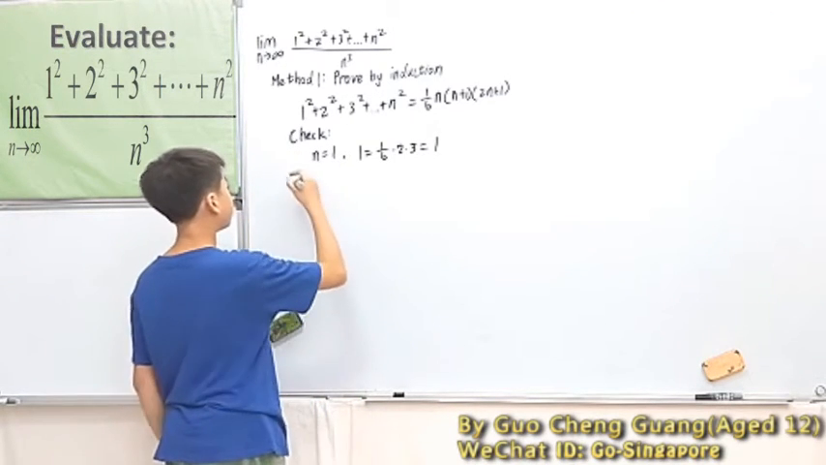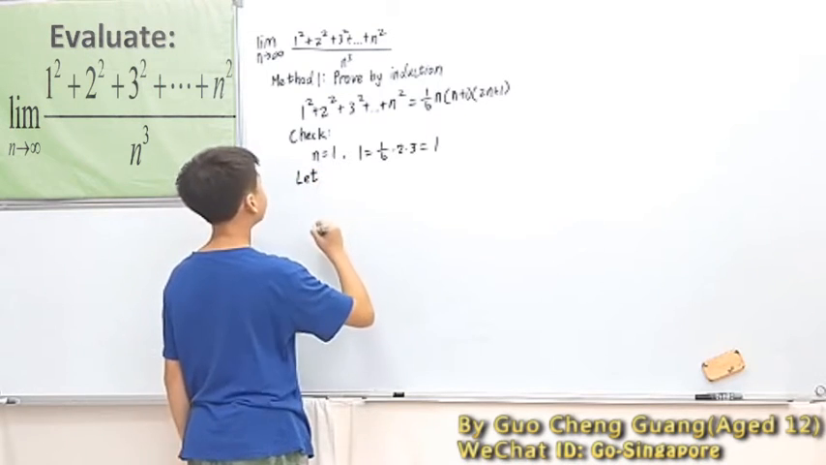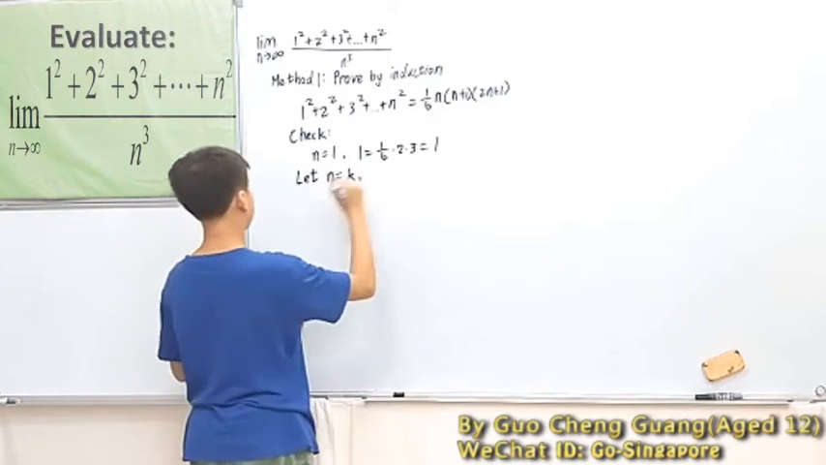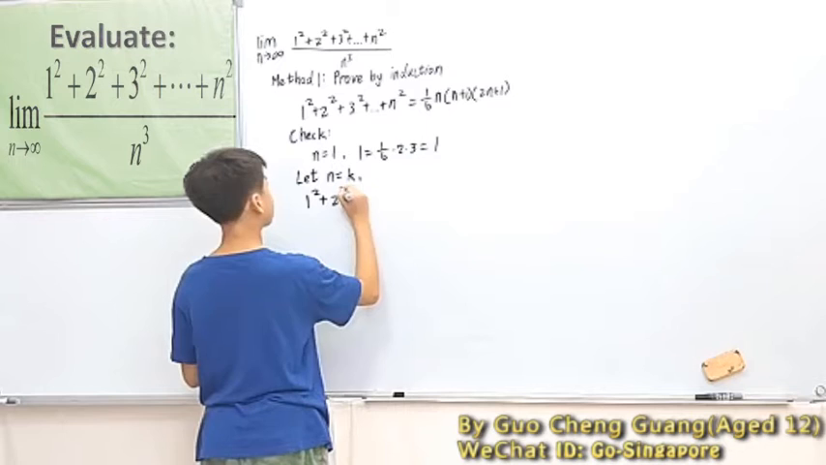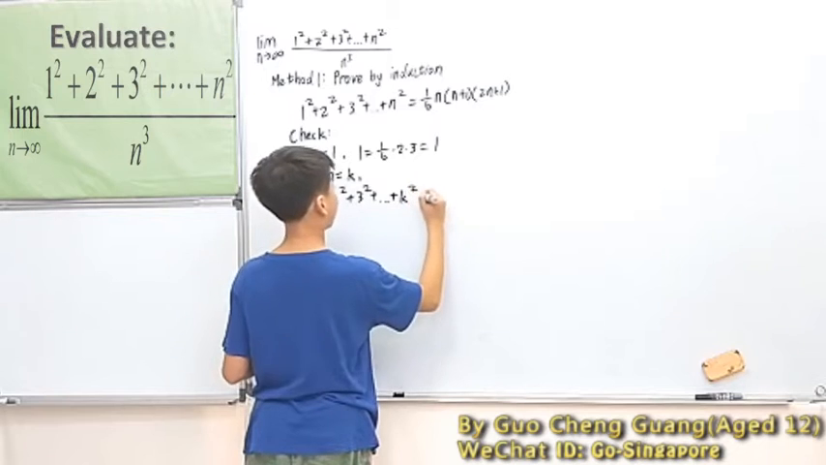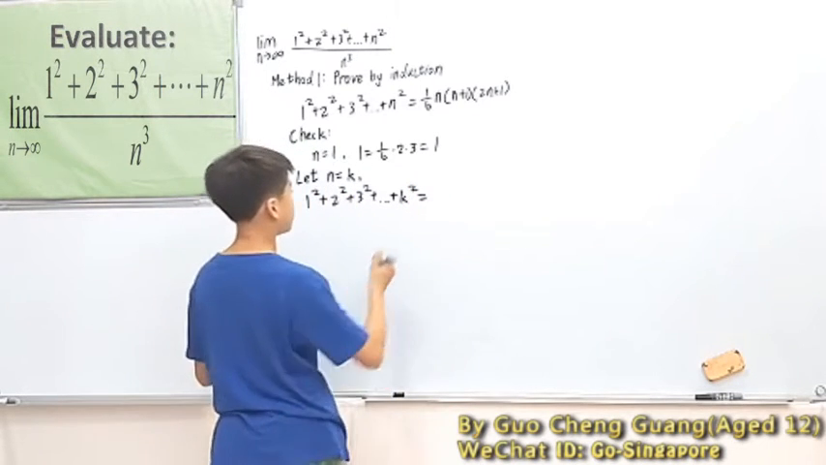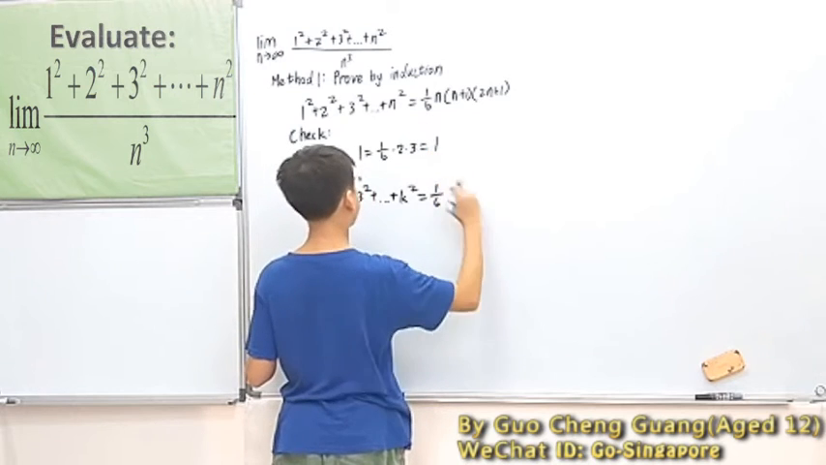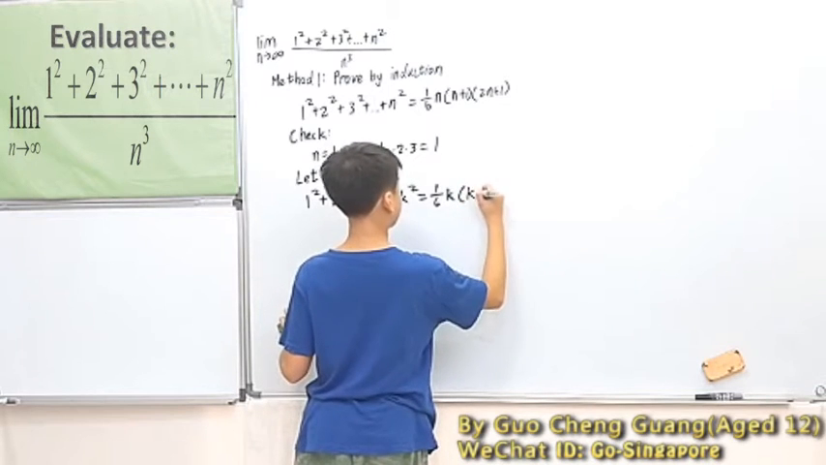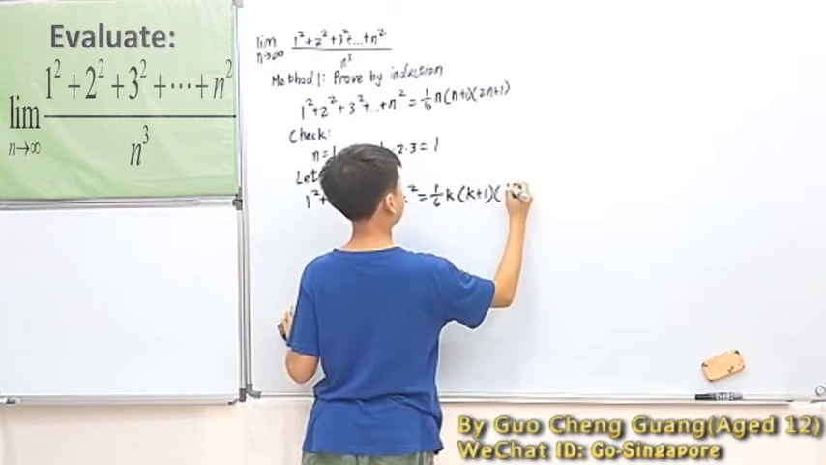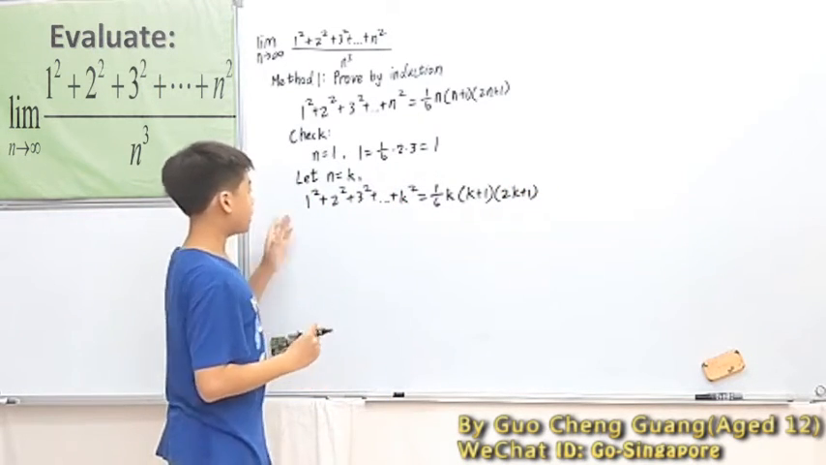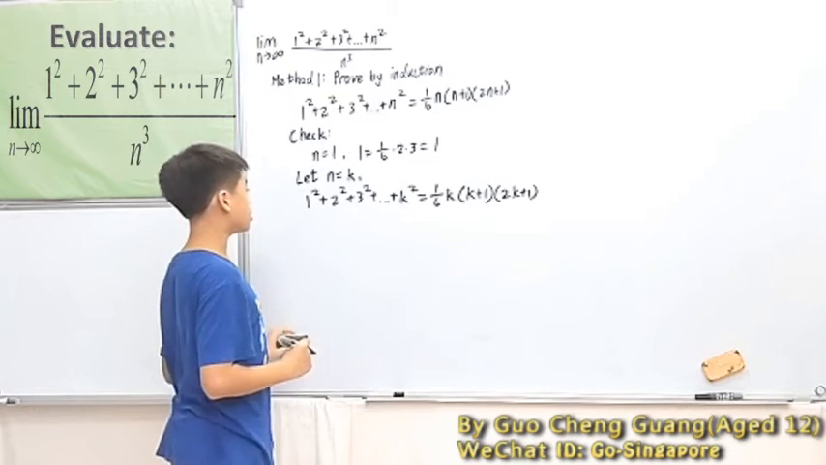But let's try. Now what if we let n be equal to k? So this would become 1 square plus 2 square plus 3 square plus all the way until k square. And this would be equal to, now just changing this n for a k. So 1 over 6 times k, then bracket k plus 1, then 2k plus 1. So this is when n is equal to k.